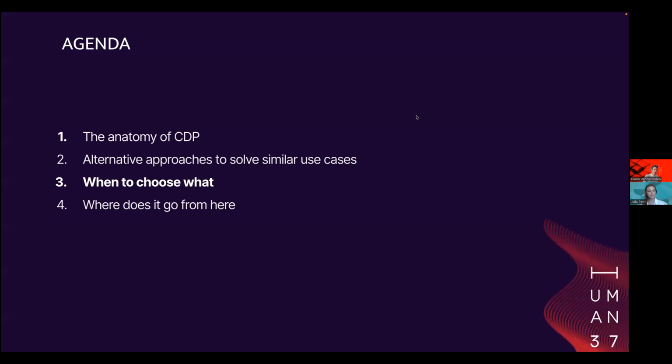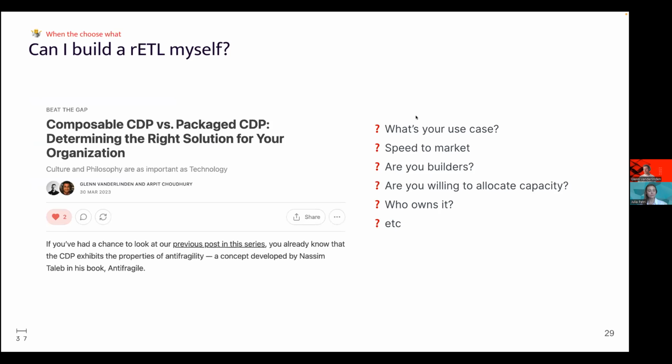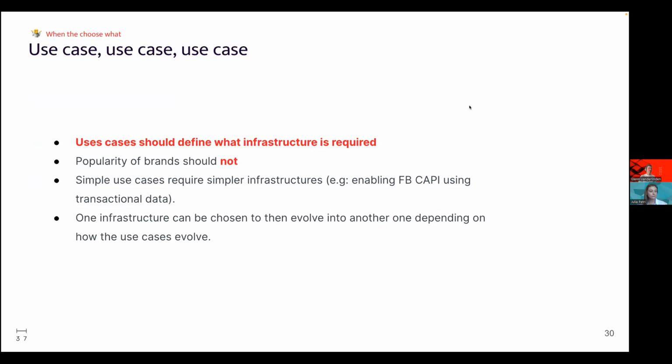Now, the question is always when to choose what, and there's this massive debate going on LinkedIn about which setup is the best. We also wrote an opinion article on that, because obviously the first article triggers the second one. But there's a bunch of questions that you could ask yourself. And there is, again, no right or wrong answer. Depending on how you answer these questions, you will figure out which setup works best for you. You could go for a packaged CDP, a partially packaged CDP, a composable CDP, or anything in between, right? First question is use case, use case, use case.